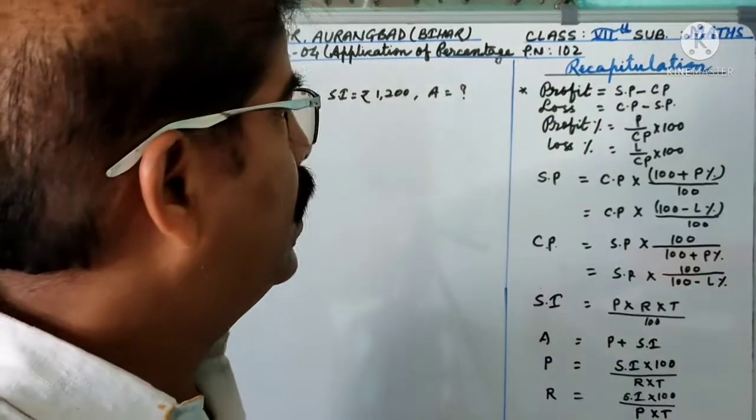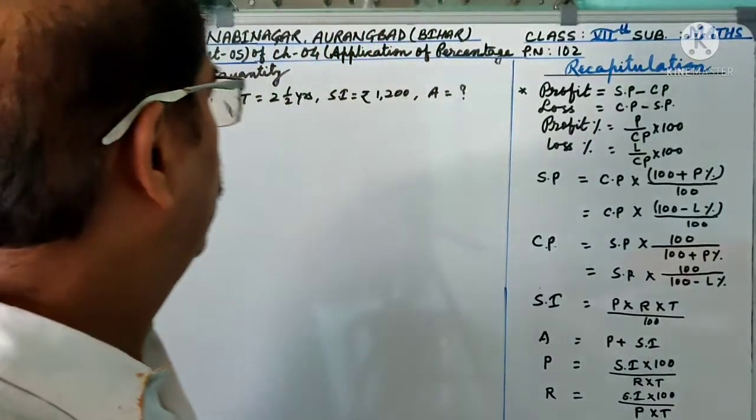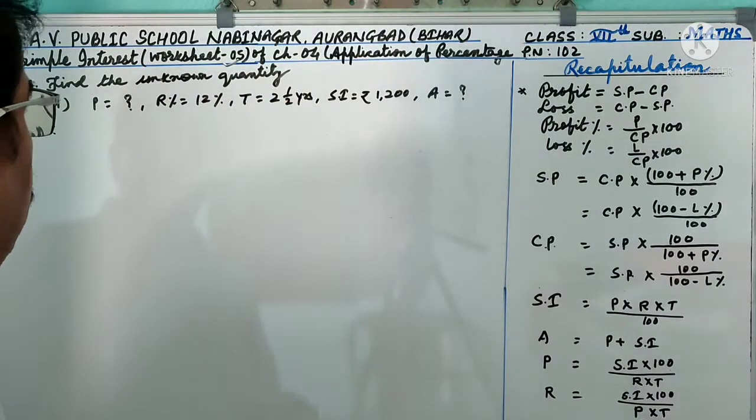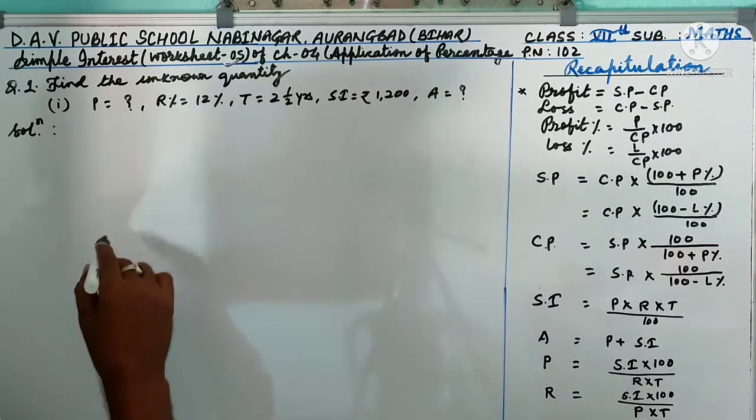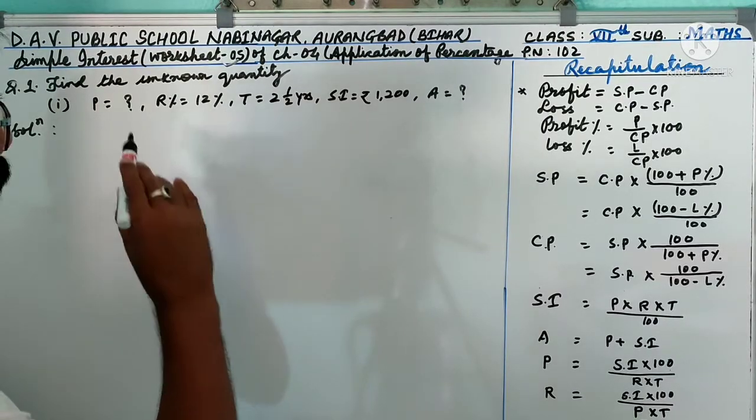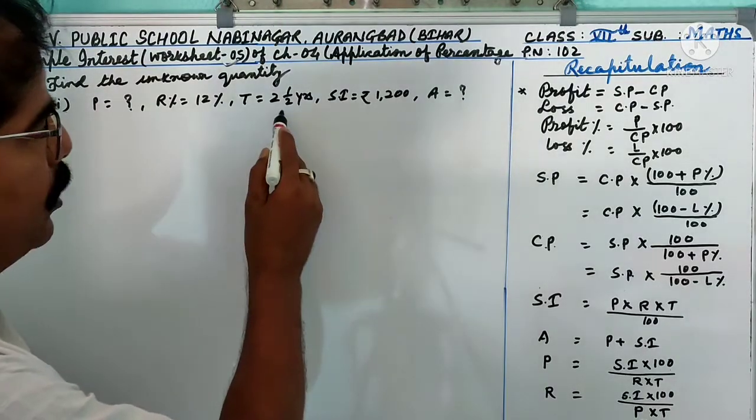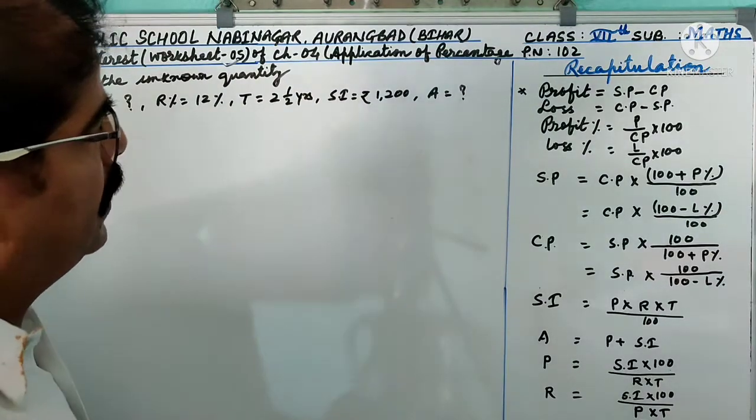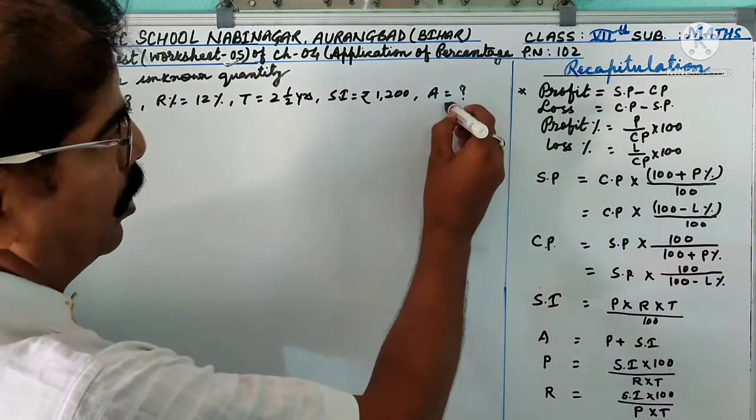So let us move toward worksheet 5. Question number 1. Find the unknown quantity. Here P is unknown, R is 12%, T is 2 and 1 by 2 years, simple interest is 1200, and amount is what?